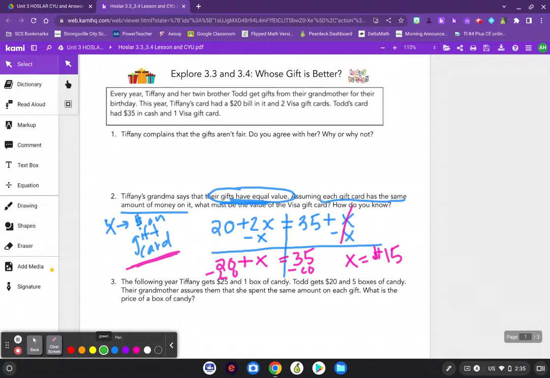We can always go back and check that. I can say, well, 20 plus 2 times 15 should equal 35 plus 15. If I check both of those, I get $50 total spent by Grandma.